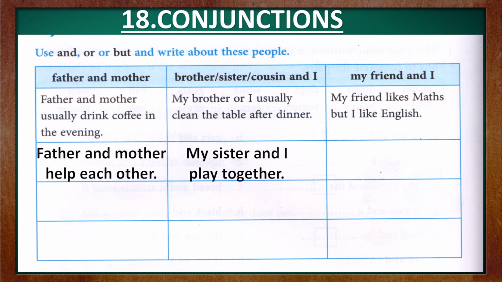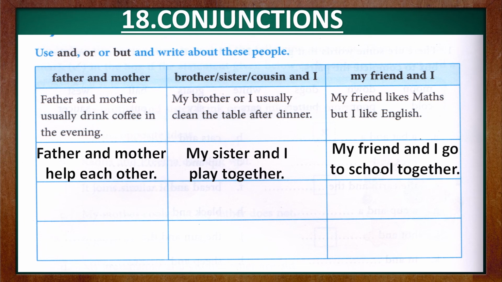Now the third one is about your friend and yourself. My friend likes maths but I like English. My friend and I go to school together. Here we notice that in all the three sentences we have used "and". Now next we will be using "but". We will be using "or".